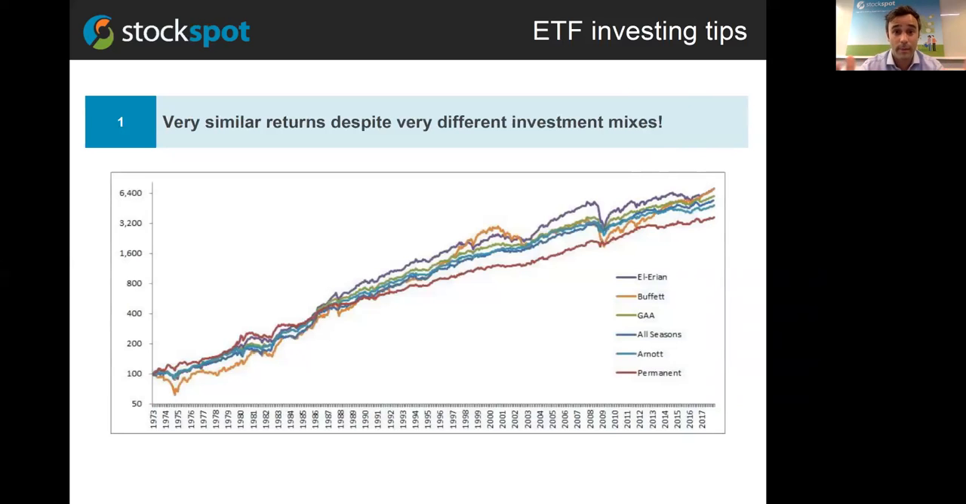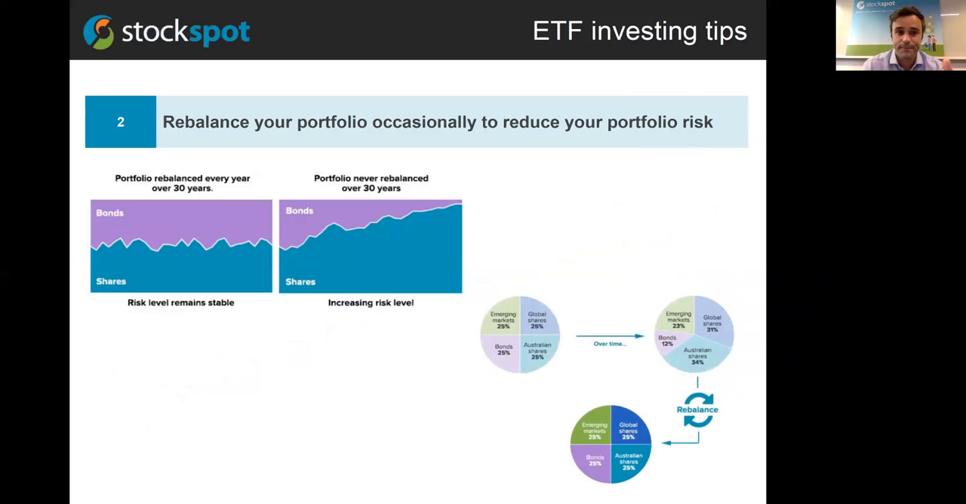So the point here is that getting some global shares and bonds in your portfolio is important, but if you do that in an expensive way, you lose all the benefit and some. The second tip is rebalance your portfolio. This is something we do automatically at Stockspot, but the principles can be applied to anyone.